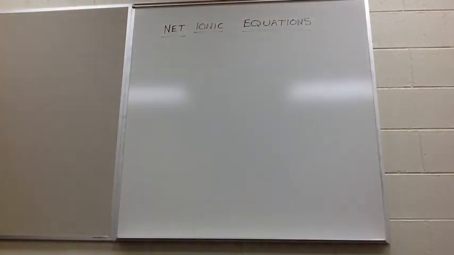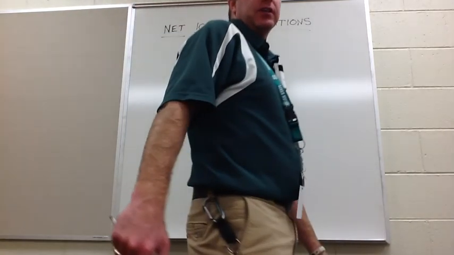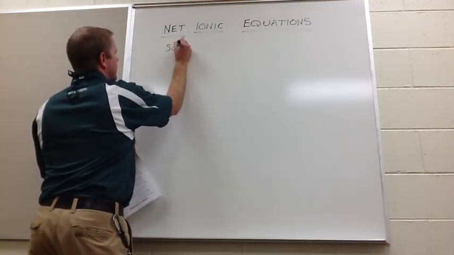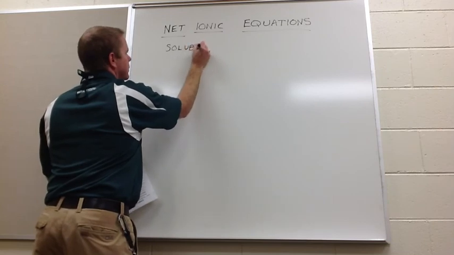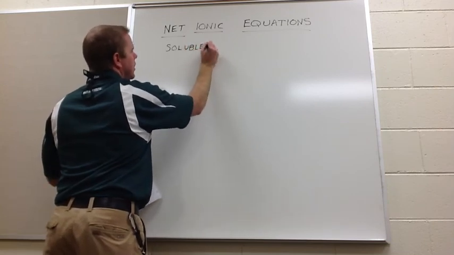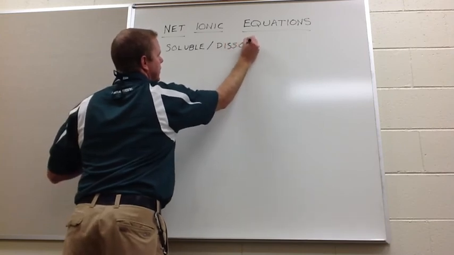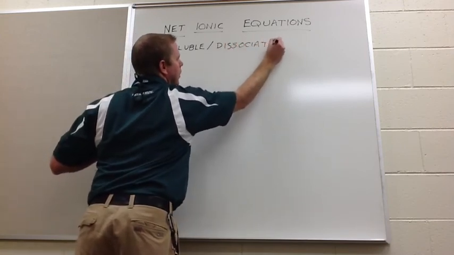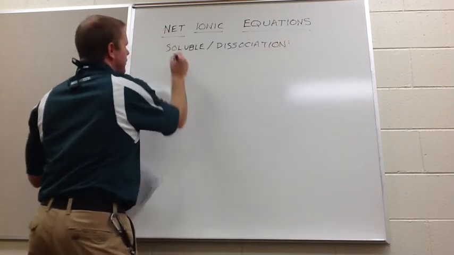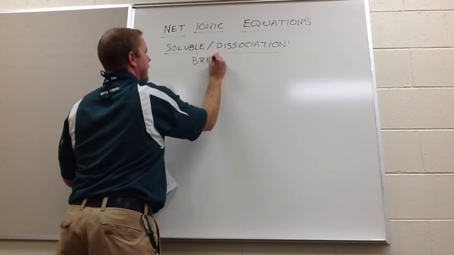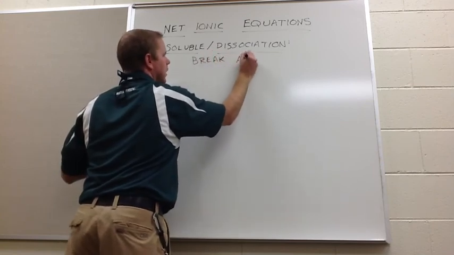Alrighty, let's have some fun with net ionic equations. So, with net ionic equations, here's what we need to remember. We need to remember this idea of something called being soluble. Another term you might think of this as is dissociation. Now, my spelling might not be great, but dissociation. When things are soluble or they dissociate, they break apart.